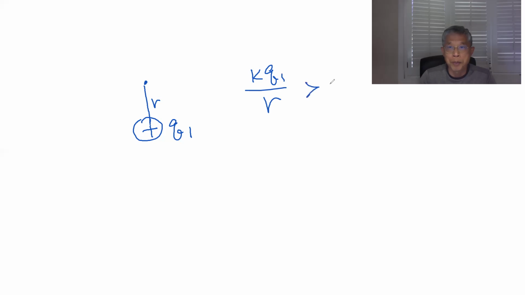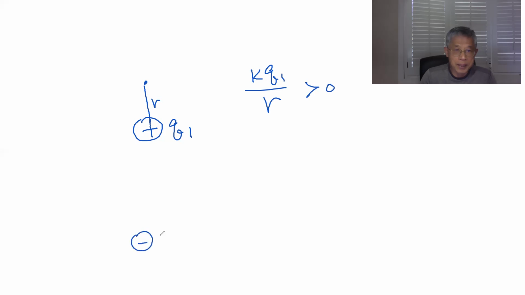If you have a charge here, called Q1, and it's plus, then surrounding this Q1 there will be potential. Even if you don't put a charge there, there's a potential there. And if you know the distance is R, then that potential would be K Q1 divided by R. And you have to put in the sign. If this is plus, then this one will be positive.